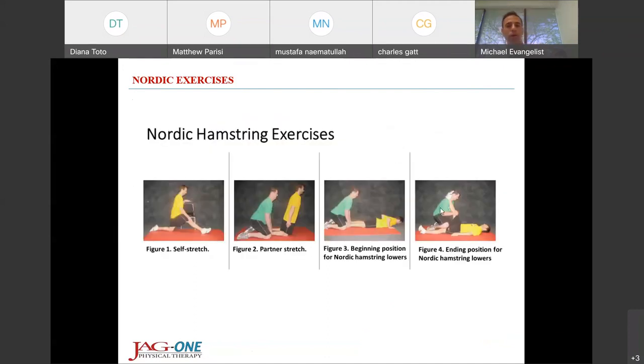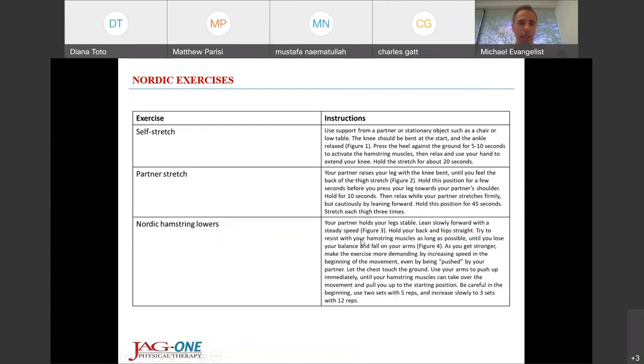So we're going to go between this slide and the next slide here. Figure one is obviously, we all know that one. That's the self-stretch. Self-stretch is using support from a partner or a stationary object. The knee should be bent at the start, ankle relaxed. You're pressing your heel against the ground for 5 to 10 seconds. It's basically a contract, relax, self-stretch here to activate the hamstring muscles, and then relax and use your hand to extend your knee. You're going to hold that stretch for about 20 seconds.